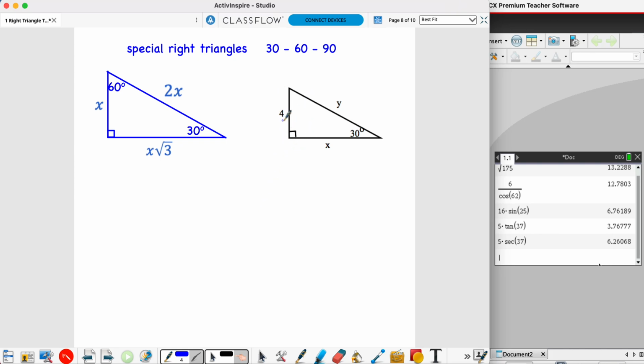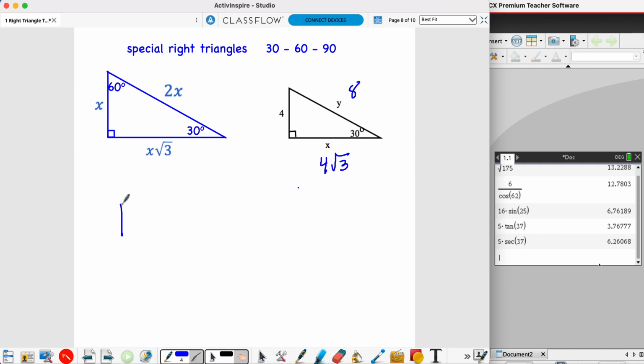So if the short leg is 4, y is just double that. Think of it like this: 4 represents our short length. Double that for y, you get 8. For the long leg, you take the short leg times the square root of 3, so it's just 4 times the square root of 3.